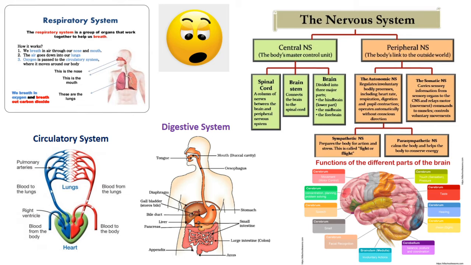Here the spinal cord acts as the mediator between the brain and the peripheral nervous system and muscles. The next one is the peripheral nervous system, and again it is divided into two: the autonomic nervous system and the somatic nervous system.